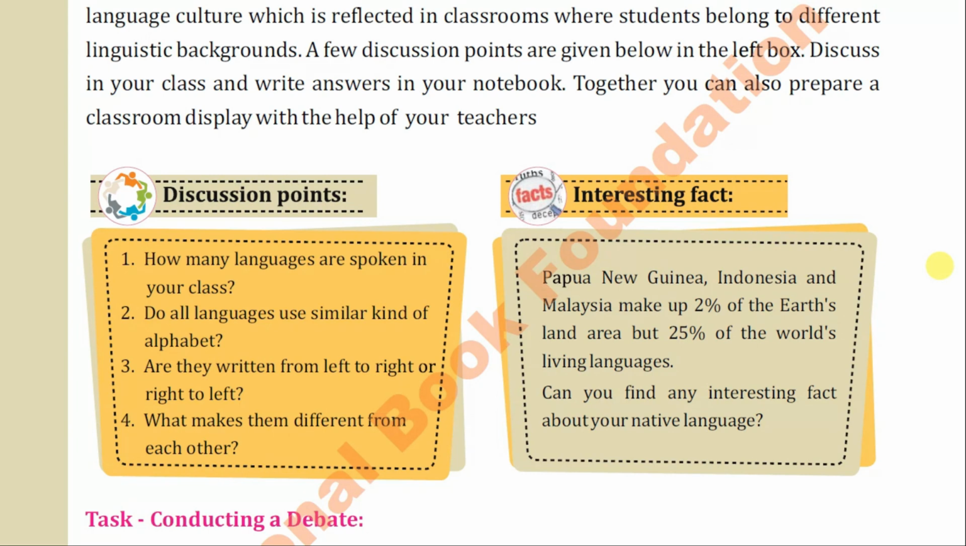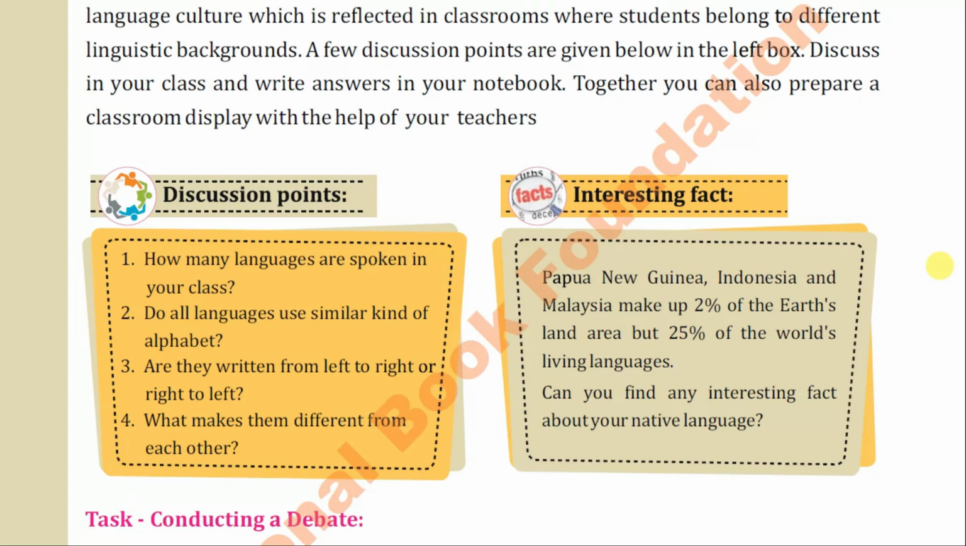What makes them different from each other? Yes, they are pronounced in a different way. They have different alphabets. They have different cultural backgrounds. They are spoken in different ways. There are different kinds of pronunciations. So languages are different from each other.